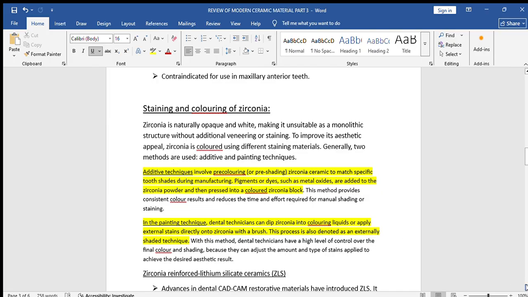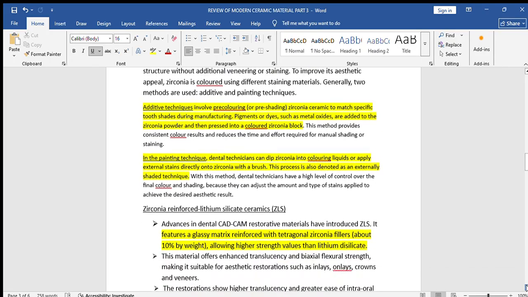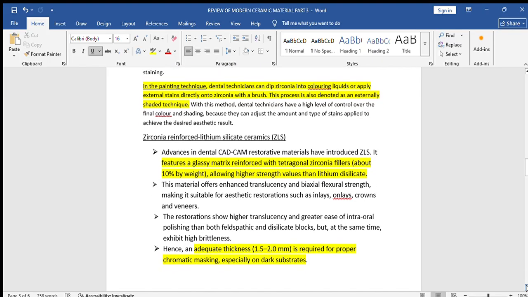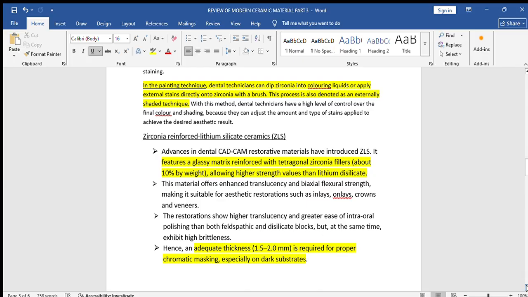Now, what do you mean by zirconia reinforced lithium silicate ceramics? Advances in dental CAD and CAM restorative material have introduced this type of zirconia, which features a glassy matrix reinforced with tetragonal zirconia fillers, about 10% by weight, allowing higher strength values than lithium disilicate. This material offers enhanced translucency and flexural strength, making it suitable for aesthetic restoration.